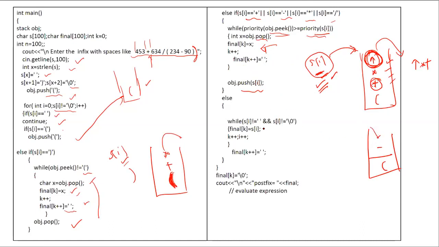Now the last case is if an operand is encountered. An operand can be in the form of, like, 436 plus something value. How to fetch this operand?